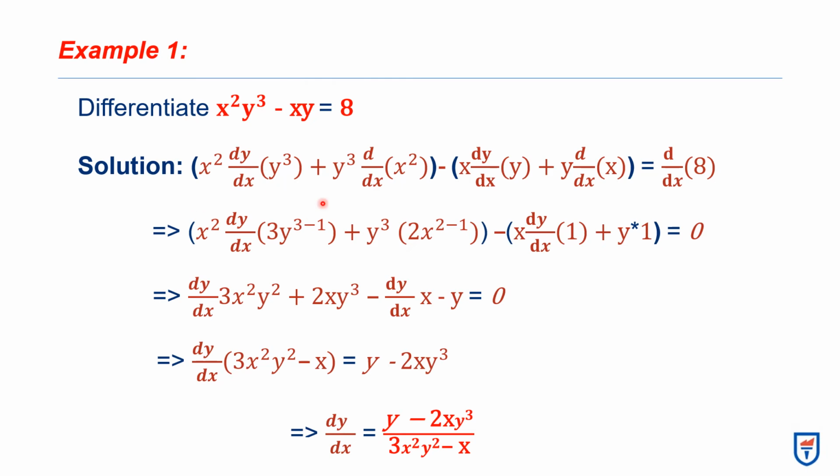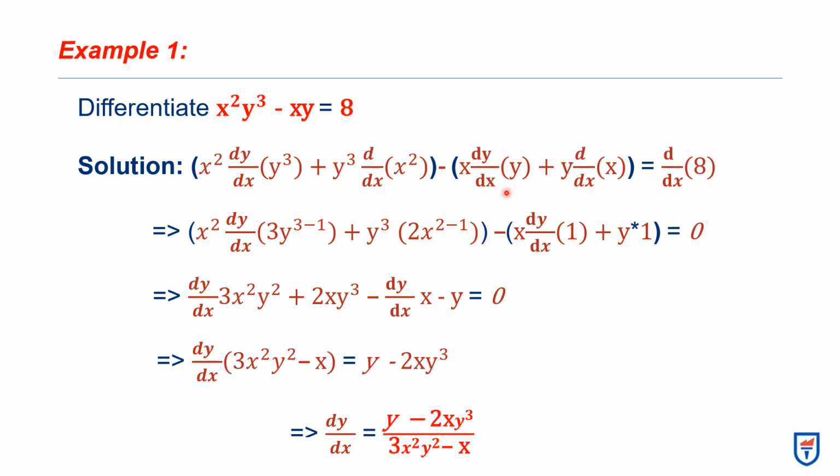But now we need to solve for the derivative using the product rule. So here we have x squared, and the derivative of y cubed using the power rule. We are going to say 3 times y to the power 3 minus 1, which is the value of the derivative. And the second one, differentiating x to the power 2, we use the power rule, and we're going to have 2x to the power 2 minus 1.